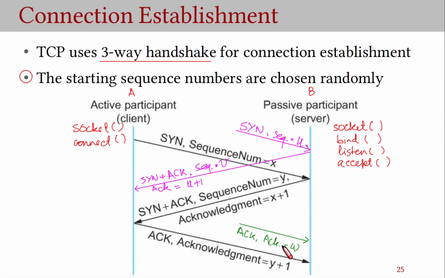Similarly, if an ACK shows up later on, then the server can detect that it's a delayed ACK, because currently it's using a different sequence number for its transmission. So it's using Y, so it expects an acknowledgement number of Y plus 1. However, in this delayed ACK segment, the acknowledgement number is going to be something different, and therefore the server would be able to detect that it's a delayed acknowledgement message, and it's able to reject this.